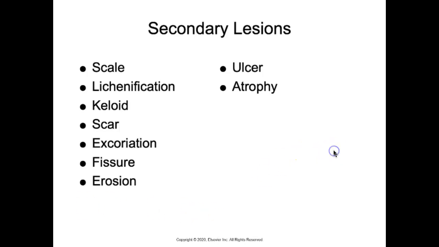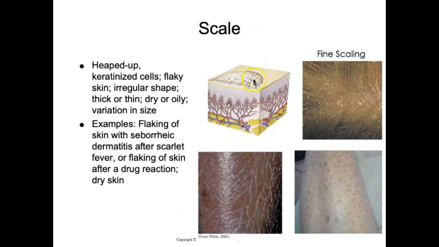So we're going to start off with scale, and scale is a heaped up keratinized cell area. It can be very flaky, which you can kind of see from these photos over here. It could be thick or dry, irregular in shape. Dry most of the time, but it can also be oily. You can kind of see a bit of a shine here, and there's a variation in the size. So like I said, we could see some flaking here, and that could present itself with some seborrheic dermatitis after someone has scarlet fever, or it could just be flaking of skin after a drug reaction, or dry skin in general.